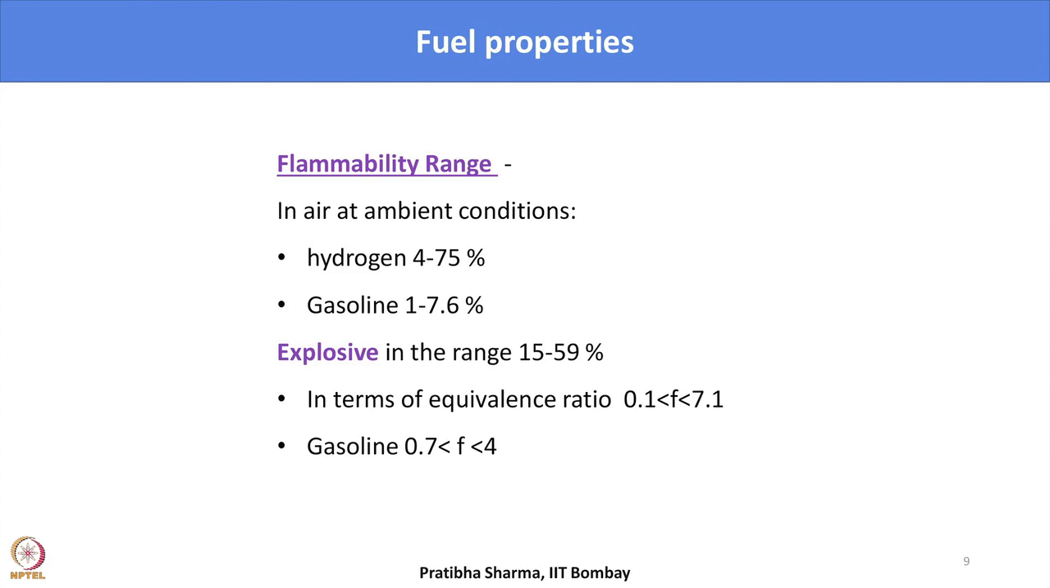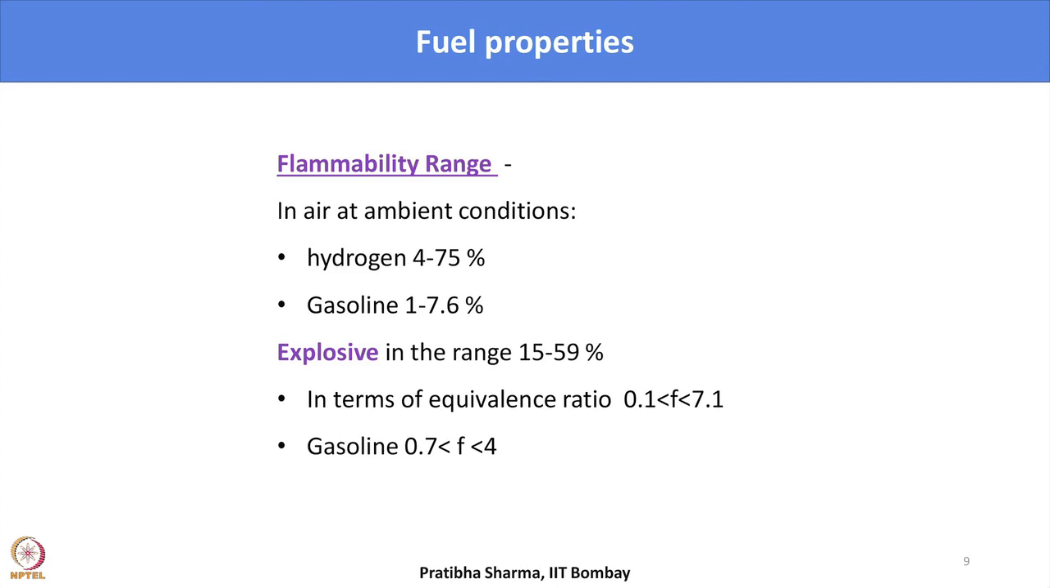For hydrogen, this flammability range is very wide, 4 to 75% by volume, so concentration percent. For gasoline, this is 1 to 7.6%. Similarly, we can define the explosive limit, which is the range of concentration which will cause an explosion when mixed with air and ignited. However, there is a difference between fire and explosion. For explosion, containment is required. So, when a combustible mixture is contained and within the explosive limit and ignited, temperatures and pressures increase in such a manner that they become sufficient to violently release from the confinement, leading to explosion. For hydrogen, this explosive range is from 15 to 59%.